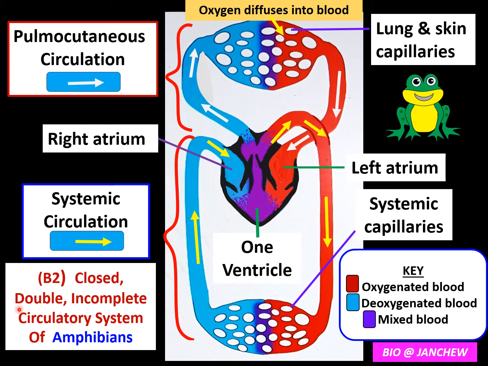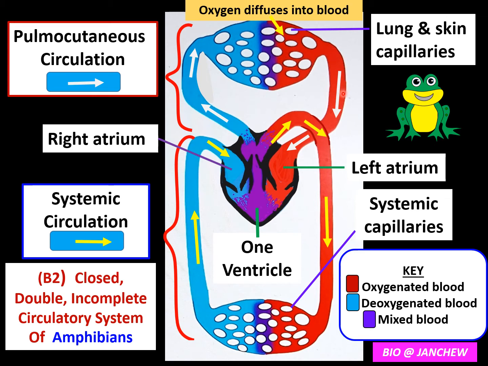Next, the meaning of the word double. What is a double circulatory system? So in the double circulatory system, the blood flows in the blood vessels and then through the heart twice in one complete cycle. So if you start from this point here, just right above the atrium here, the deoxygenated blood flows into the right atrium, into the one ventricle, and then to the lung and skin capillaries. So that's the first time that the blood flows through the heart.